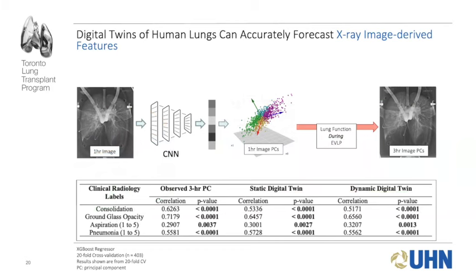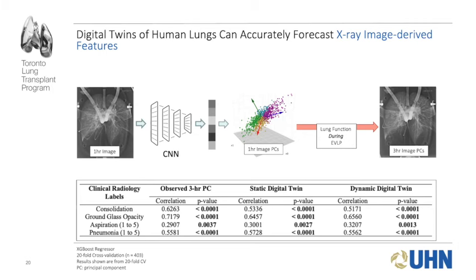And as for the image data, for a given X-ray, we first derived the top 10 principal components using the CNN-derived latent features. Combined with lung function during EVLP, our goal is to forecast the image PCs of the third-hour X-ray image. So our previous studies have shown that these image PCs were strongly correlated with clinical radiology features, such as consolidation or pneumonia.